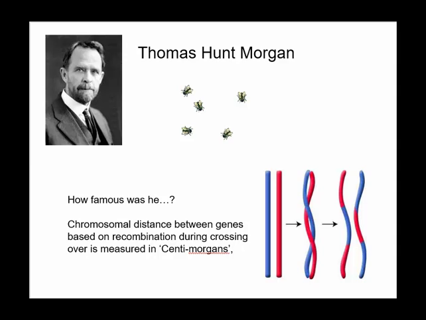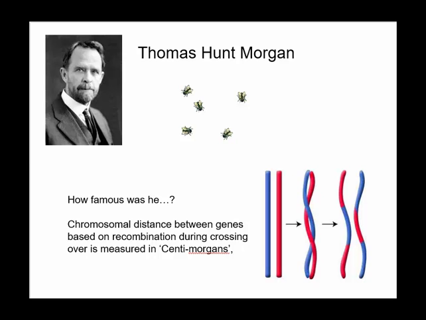So let's introduce a new character here in the chromosomal basis of inheritance. This is Thomas Hunt Morgan. He was famous for all kinds of genetic research and really pioneered and expanded using fruit flies for genetic research. How famous was he? Not just for all those things, but he also has a unit of measure named after him. The distance between genes, one of the units we can use, is called centimorgans. That is named after Thomas Hunt Morgan.